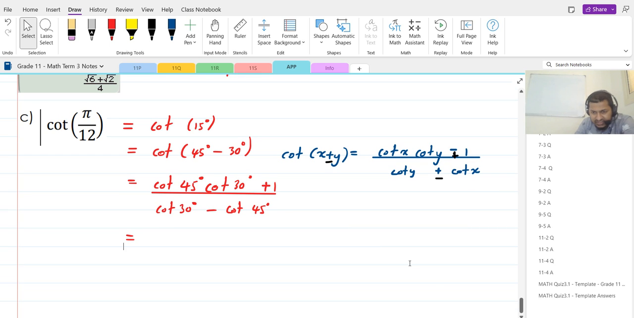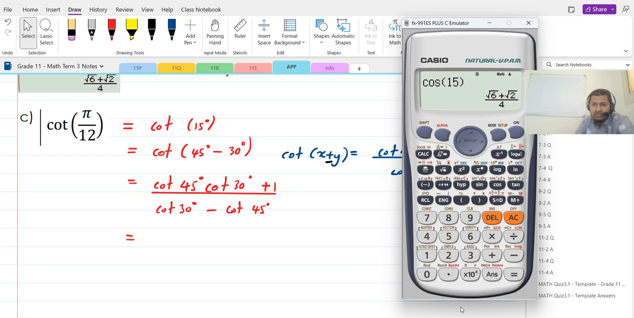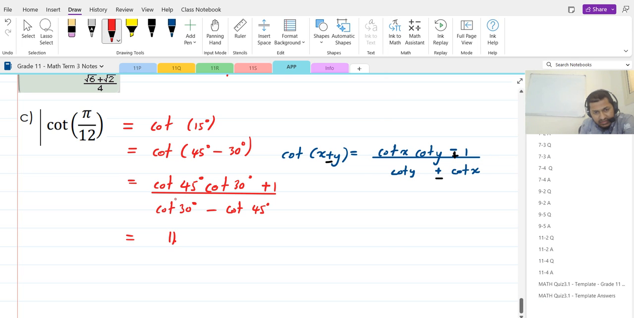Or you can just say, how do you type cot on the calculator? There is no cot, there's a reciprocal, so 1 over tan 45, that is cot. What's the answer? 1. Right, that answer is 1.